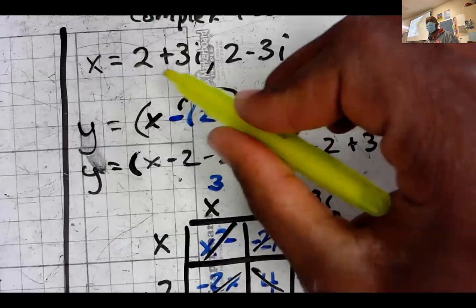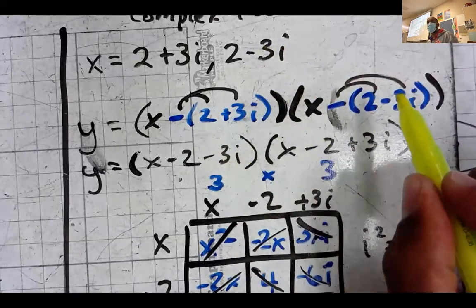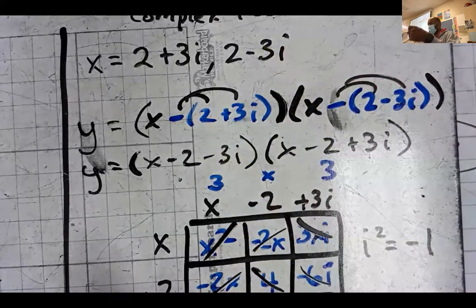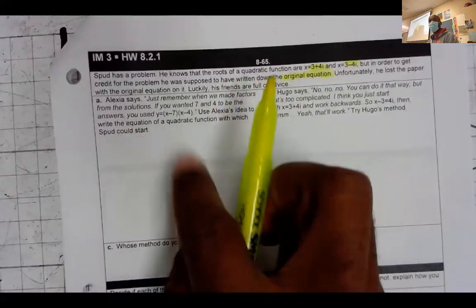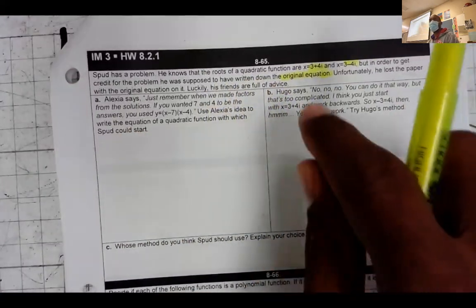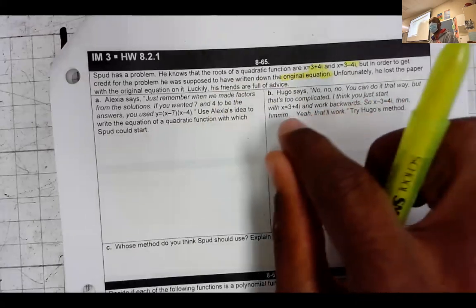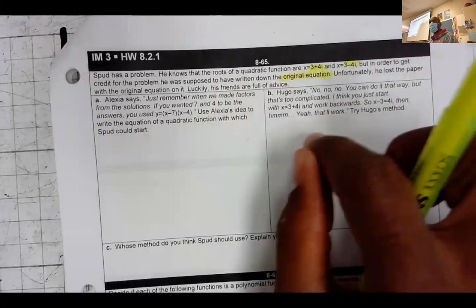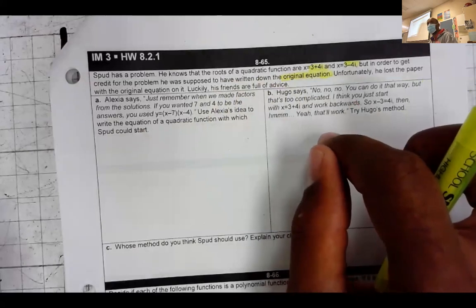I basically took those factors and subtracted them and then set up a box. Okay, so that's that first method. The second method is his other friend says, no, you can do it this way. You could do that way, but it's complicated. So let's try it this way, go backwards.